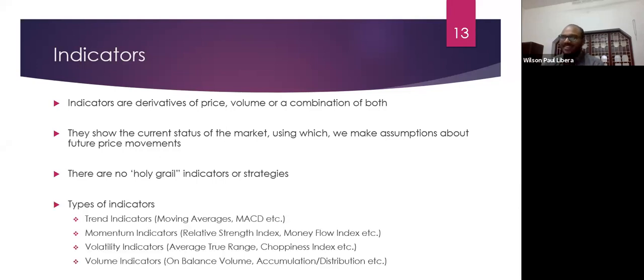And there are a lot of indicator types. Some of the trend indicators, as I told you, are moving averages.